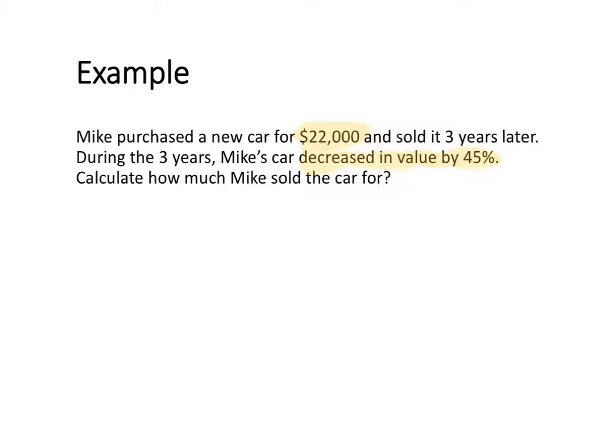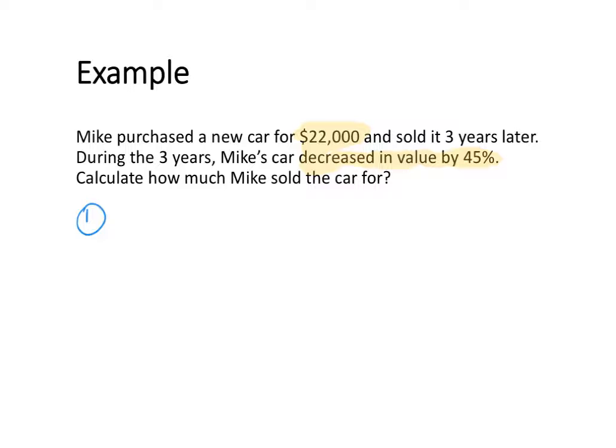The 3 years that he owned the car is not relevant information for answering the question. So the two pieces of relevant information: $22,000 he bought it for, decreased by 45%. To answer the question, we are decreasing $22,000 by 45%. So we can follow those three steps to be able to complete the calculation.